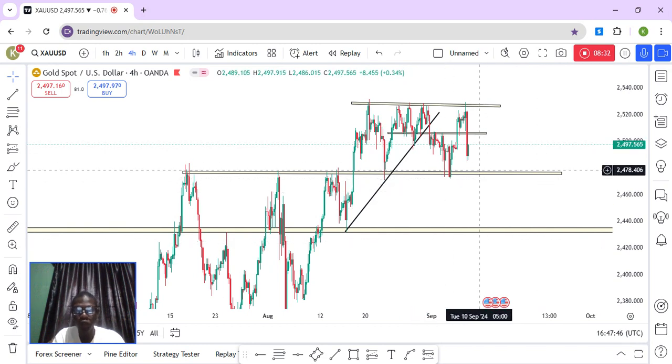So let's just watch closely, guys. This is the range. So when the market gets there, we'll know what to do. We'll come back here and discuss it. So that's it on gold for this week, guys.